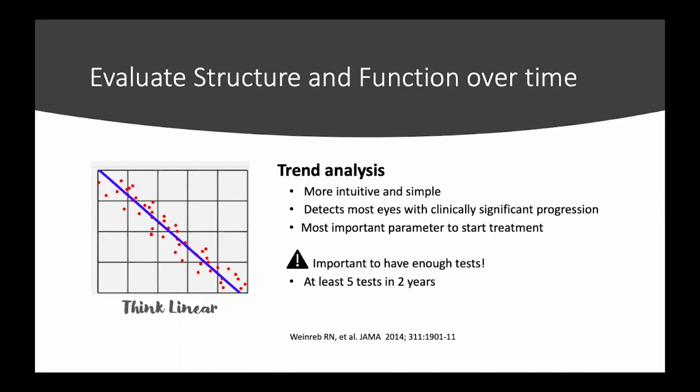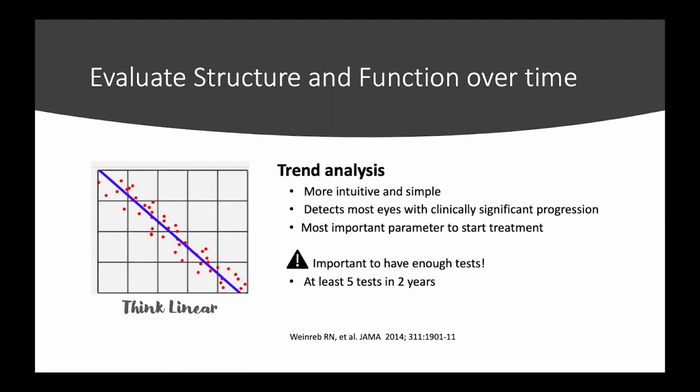And in my opinion, trend analysis is the most important. The other could give us information, but evaluating linear trends is more intuitive and simpler. And actually, it's able to detect most of the eyes that would later have a clinically significant progression. I'll go through this a little bit later, because clinically significant progression is a very important concept.